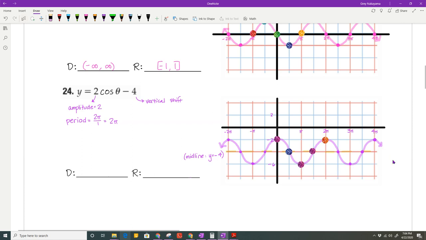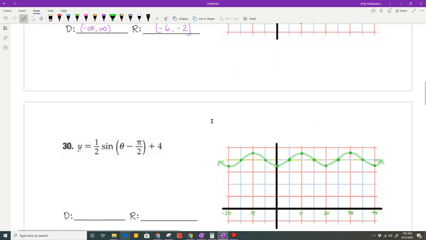Okay. Domain, gimme, negative infinity to positive infinity. Range, look at your graph. I mean, you got choices. You can go back to your parent function and do some math, or you can just go look at your graph. What's the lowest point? -6. What's the highest point? -2. So I'm going to say -6 and -2. And of course, it's inclusive because we have those points.